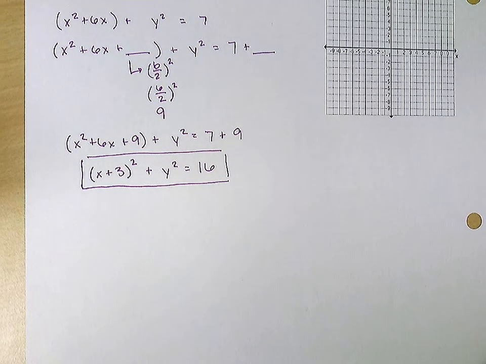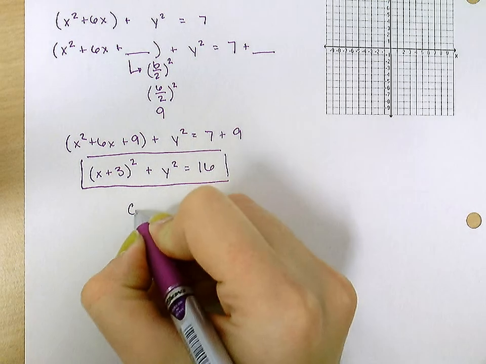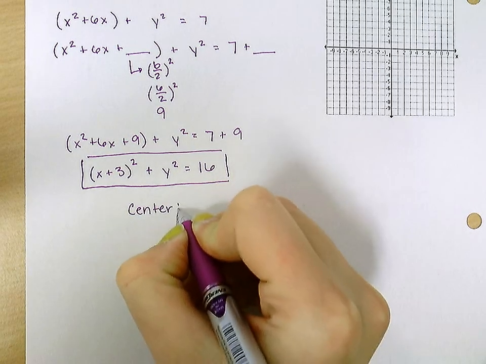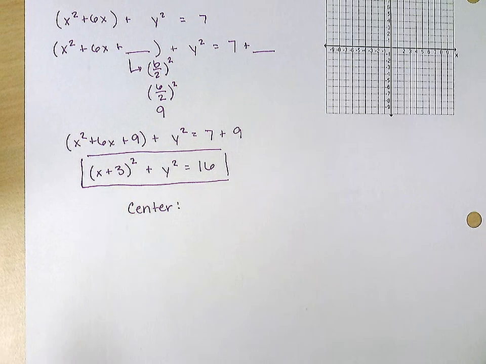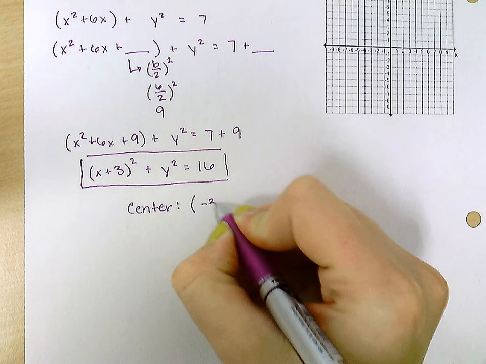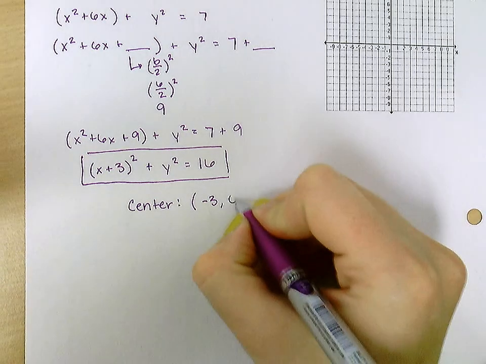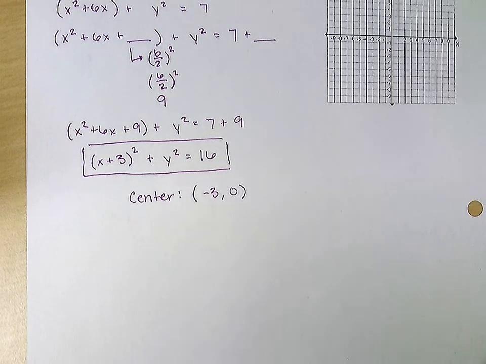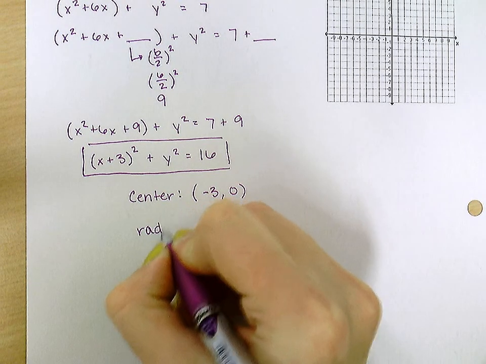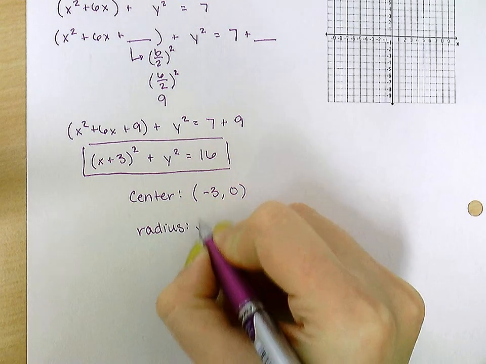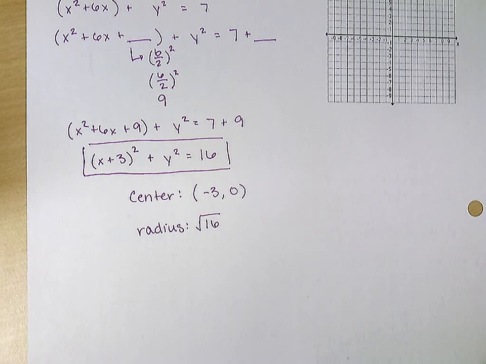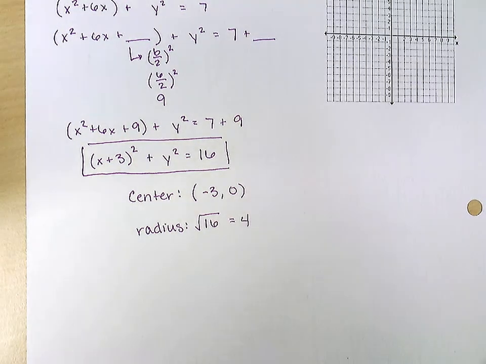Next, I need to identify the center. If I have a value in parentheses, what do I need to do with that sign? Take the opposite. So h is negative 3. What's my k value again? 0. Okay, and then our radius. We need to take the square root of that r squared value. That's 4.